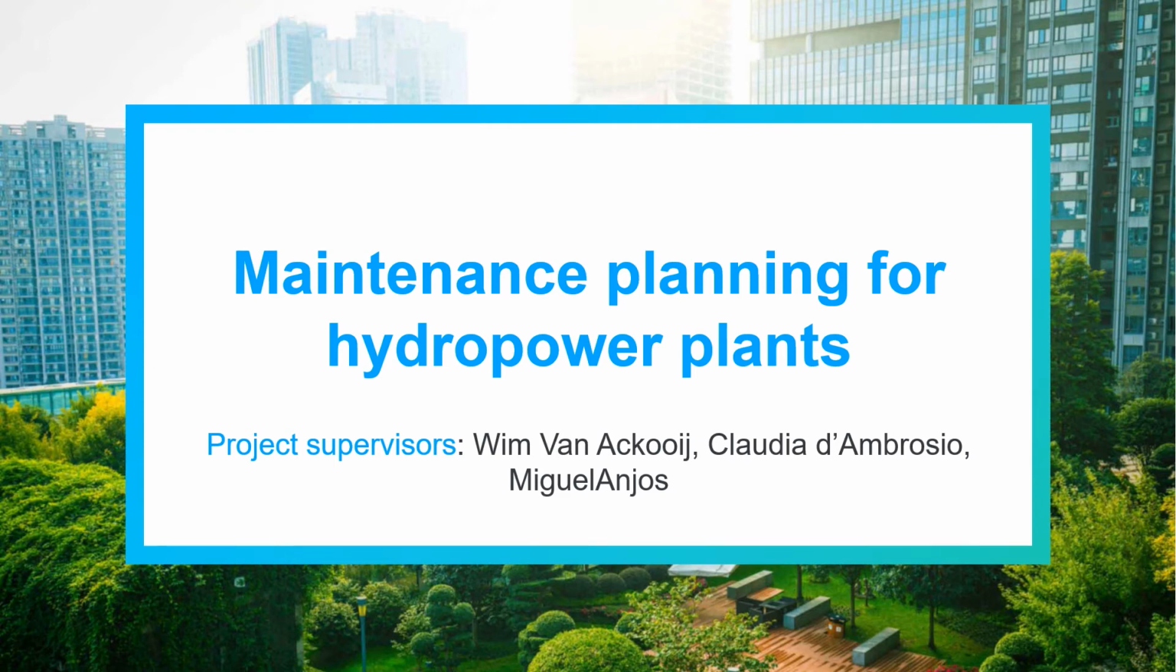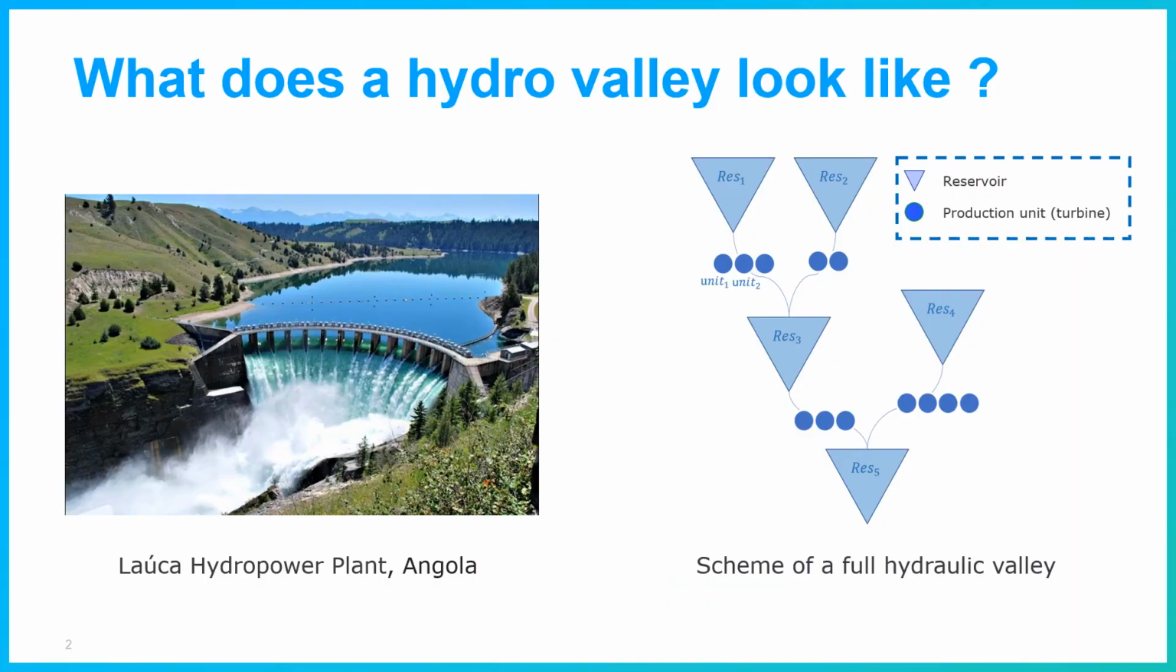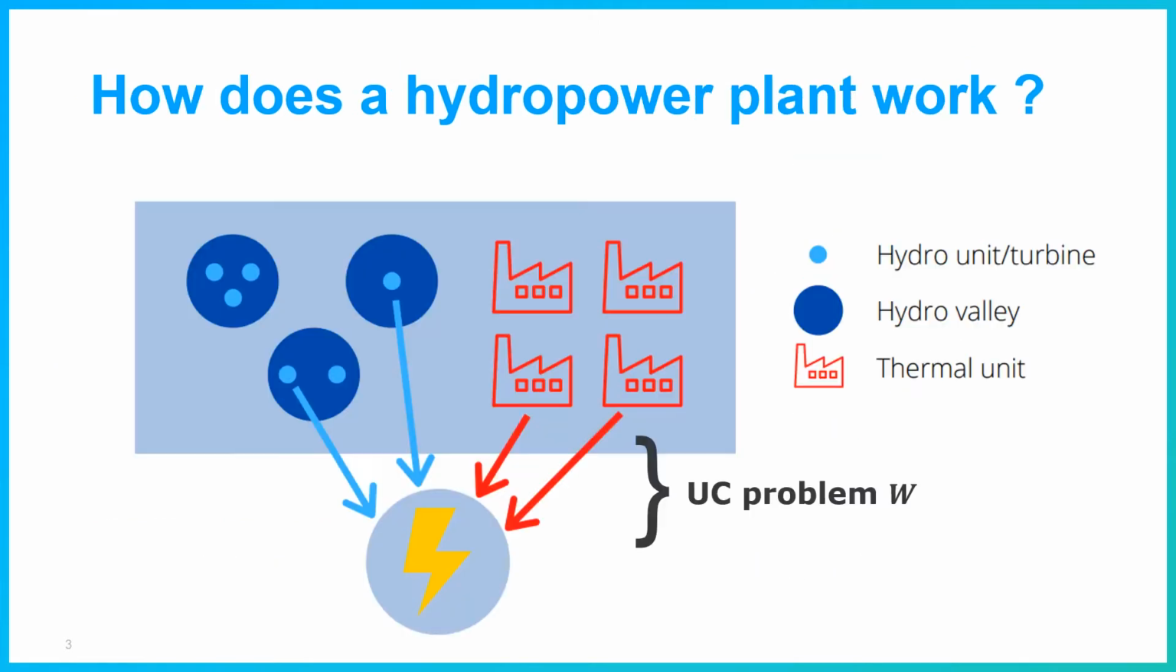I will talk here about the problem of finding the optimal maintenance schedule for hydropower plants. To briefly summarize the problem, we must understand that a hydraulic production system is not composed of a single block. It's actually several reservoirs which work together with turbines, and each turbine produces energy and works as a production unit. In addition, a hydropower plant is generally considered to be connected to other sources of production, for instance thermal sources.